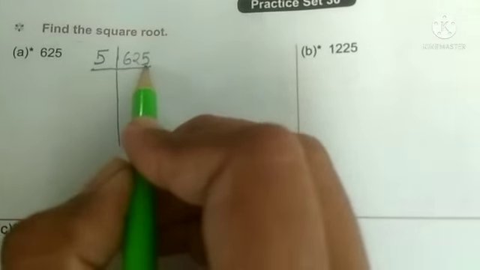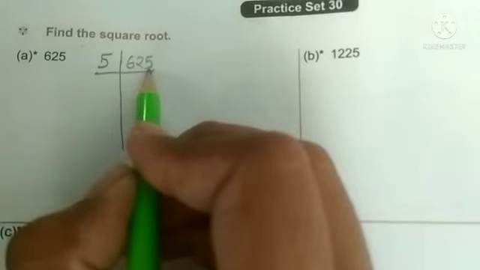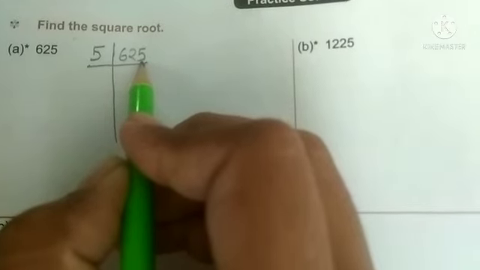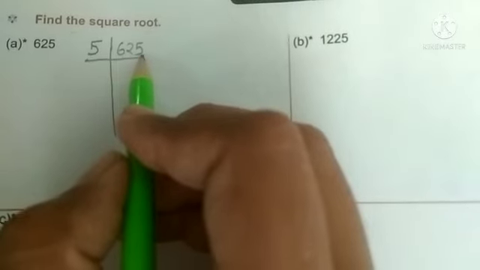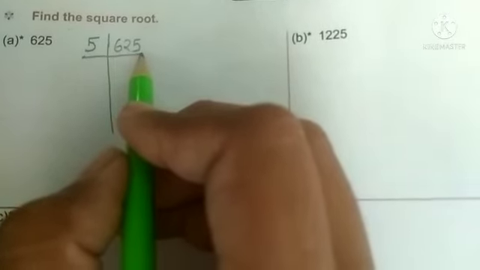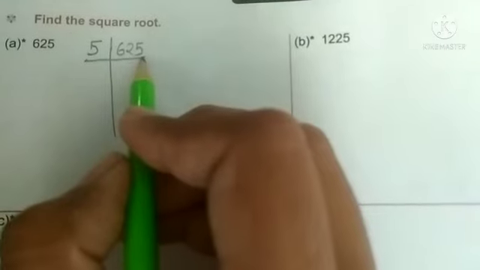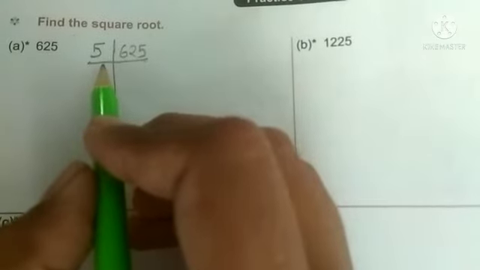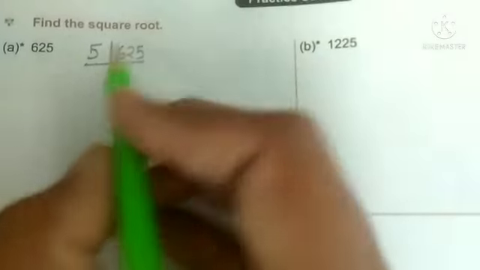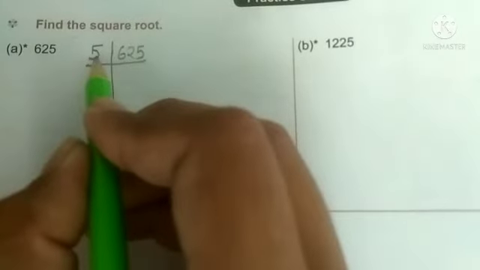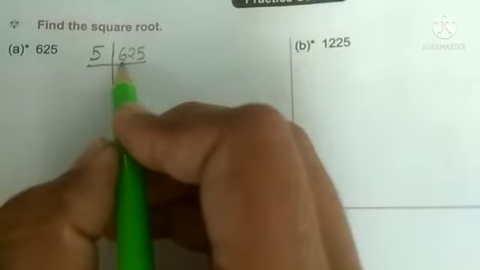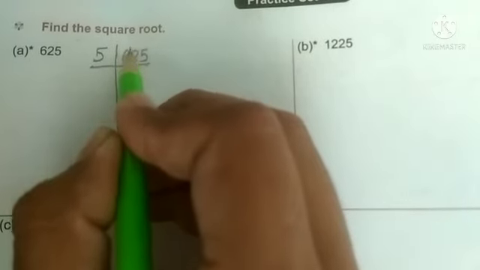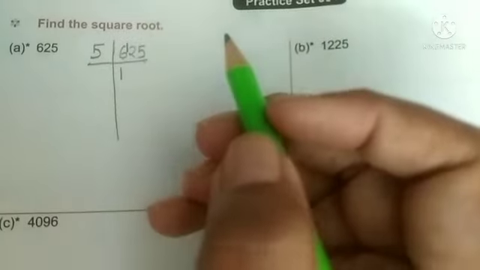Now 625 is not divisible by 2. It is not divisible by 3. Clear? So it is divisible by 5, because in the unit place 5 is there. If 0 or 5 is in the unit place, it means the number is divisible by 5. So let's see how you will do it. 5 ones are 5. So 6 minus 5, what do you get? 1. So 1 you have to carry with 2, it will become 12.